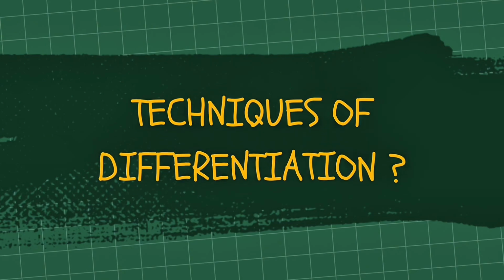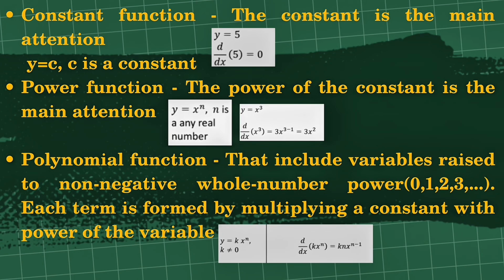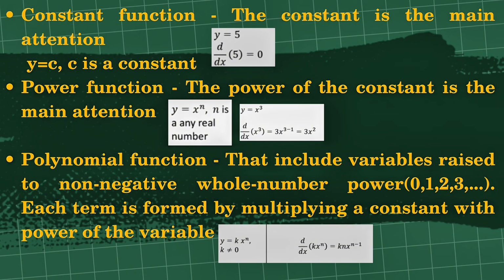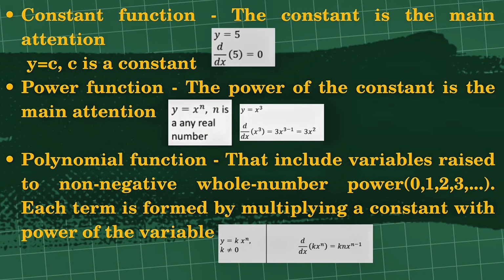Now, what is the technique of differentiation? First, constant function. The constant is the main intention. For example, y equal to c, where c is a constant. Second, power function. The power of the constant is the main intention. For example, y equal to x power of n. This n is any real number. Third, polynomial function. They include variable raised to non-negative whole number power. Each term is formed by multiplying a constant with power of the variable.